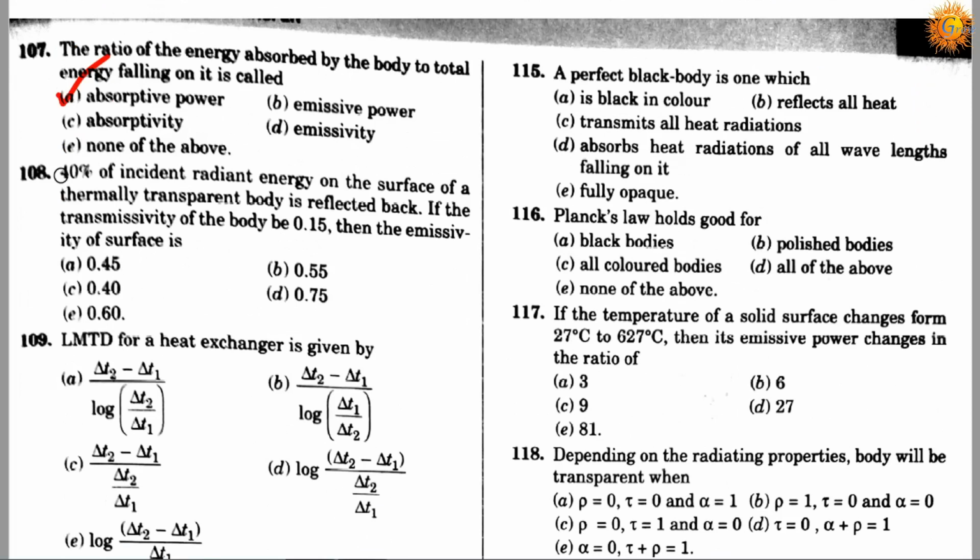Question number 108. 40% of incident radiant energy on the surface of a thermally transparent body is reflected back. If the transmissivity of the body be 0.15, then the emissivity of the surface is option A 0.45, option B 0.55, option C 0.40, option D 0.75, option E 0.6. Correct answer is A. It will be 0.45.